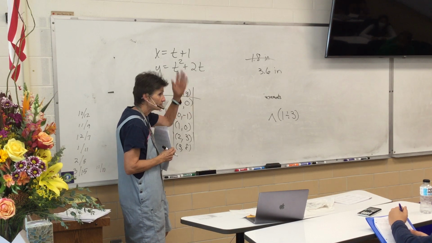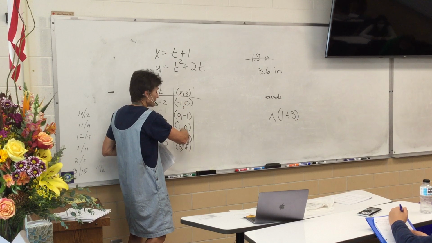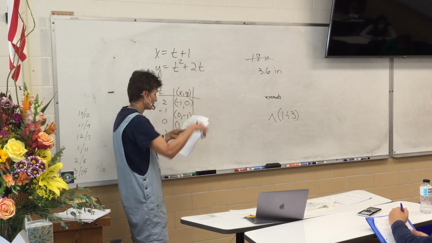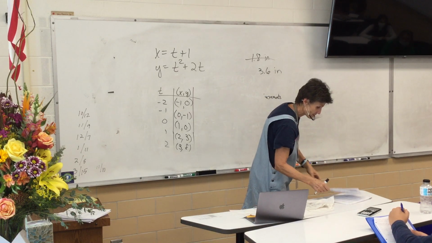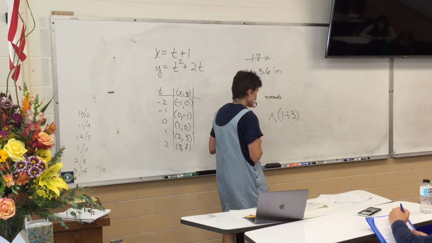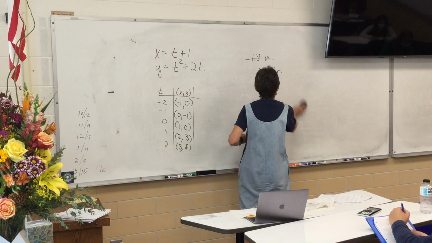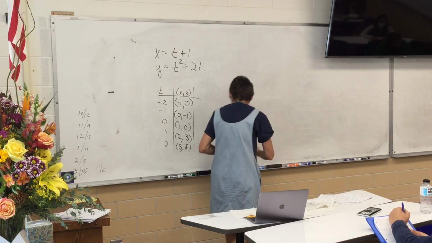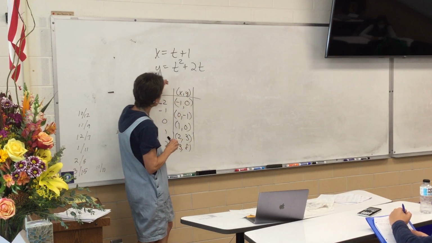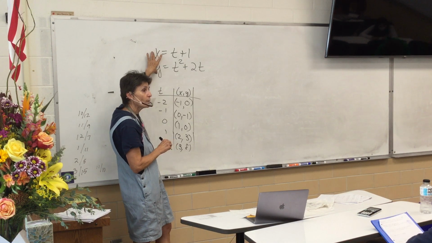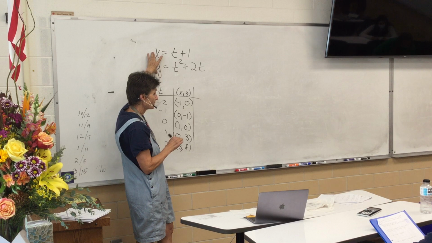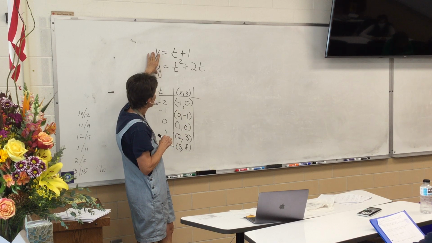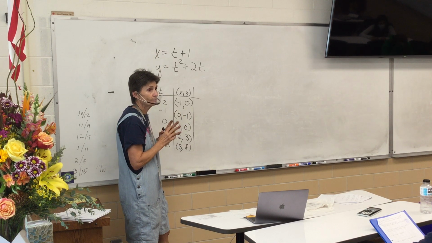Everybody okay with that? That's easy. So we could plot those points and see what it looks like. Eliminate the parameter. In other words, find an algebraic relationship between x and y. So what they're saying in kind of a fancy way is, let's make one equation. Instead of having two, let's put them together and make one. Any thoughts on how we can do that?